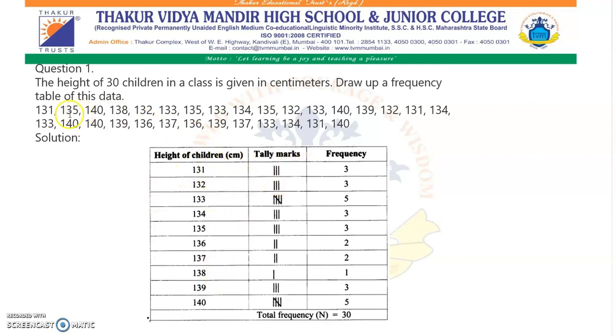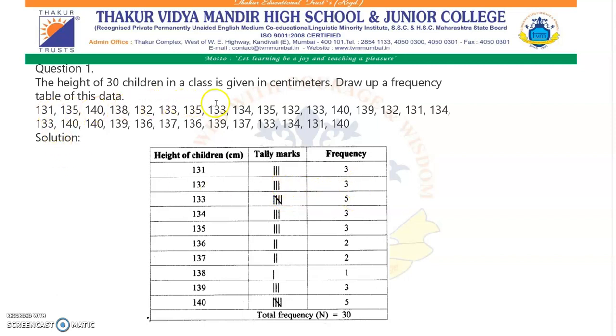Then we will see that 131 occurs how many times? See, 1, then 2, and this is 3. So 131 height is of how many children? 3 children. So the tally mark will be written as 3 vertical lines and frequency is 3. Same way, 132 occurs how many times? 3 times. So the tally marks will be 3 vertical lines and frequency is 3.